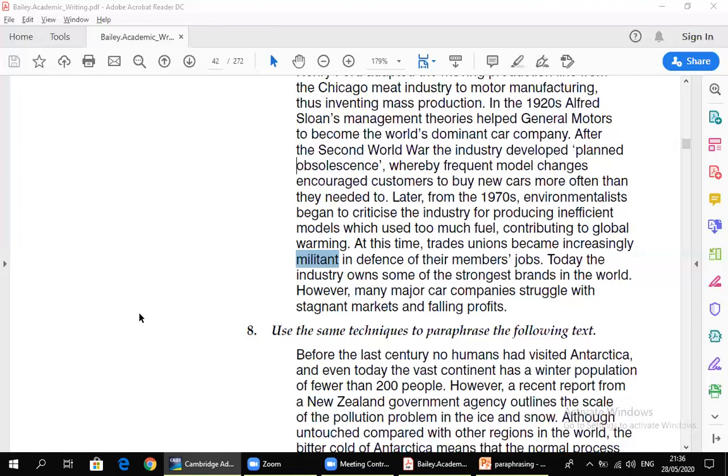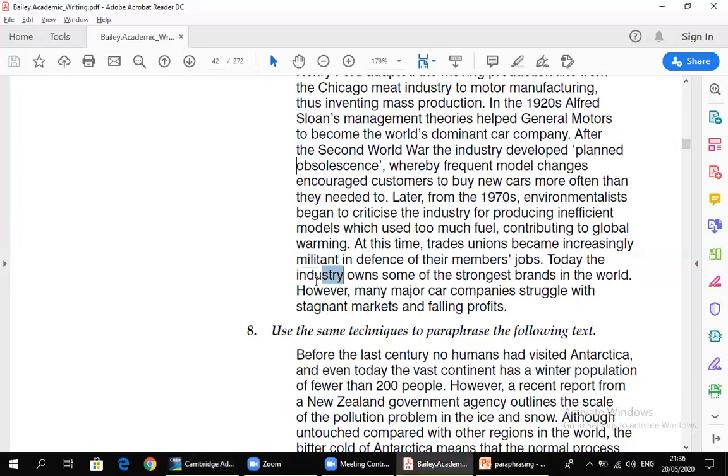Yeah. Okay, perfect. Okay, today the industry owns some of the strongest brands in the world. However, many major car companies struggle with stagnant markets and falling profits. Nowadays, okay, the industry owns some of the strongest brands in the world.